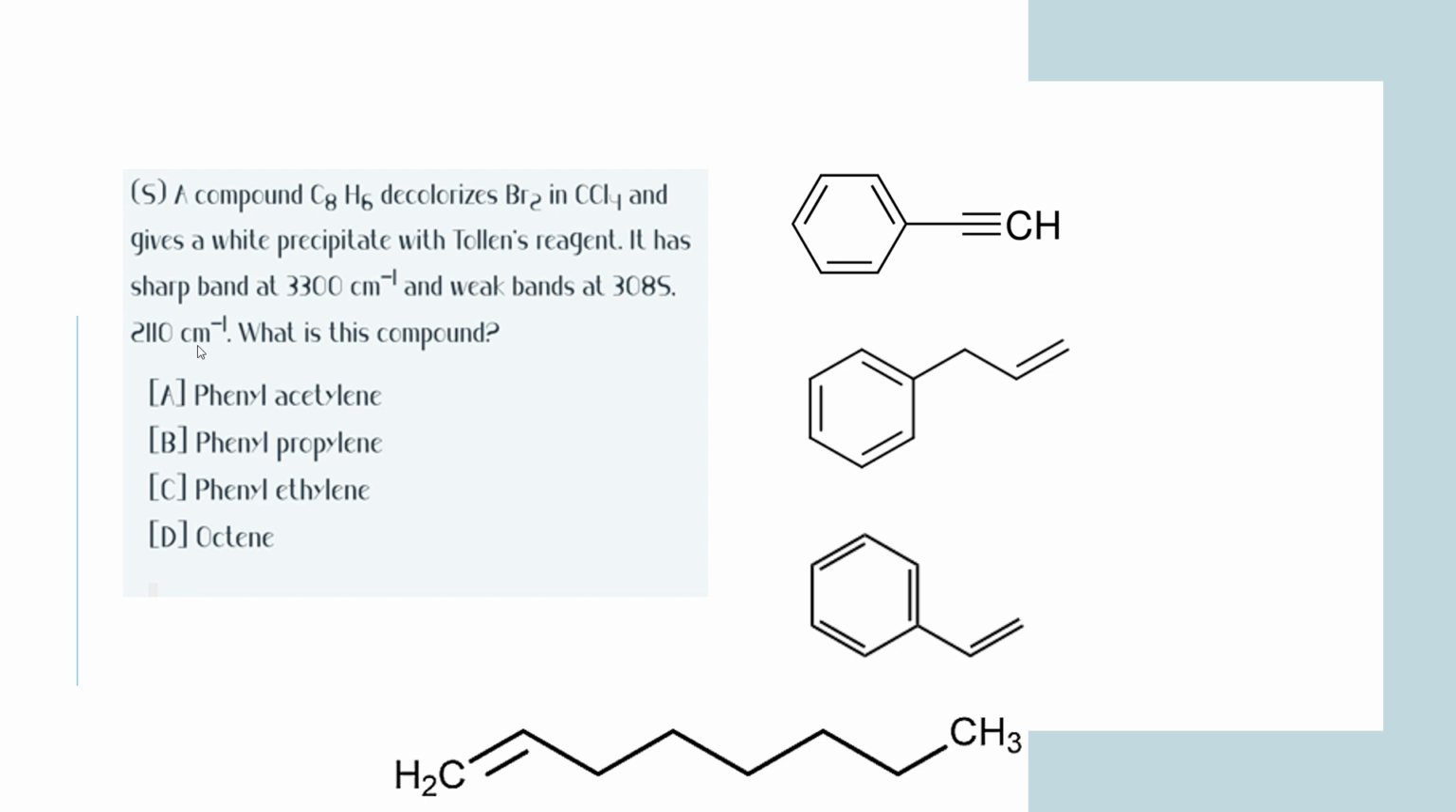So in last week's tutorial, we tried to identify a few organic compound structures by taking the help of NMR spectroscopy. And in this particular example, we will try to identify the compound in terms of IR spectroscopy. Okay, and we will go deep into the question while solving. So you are given these four options: phenyl acetylene, phenyl propylene, phenyl ethylene and octene.